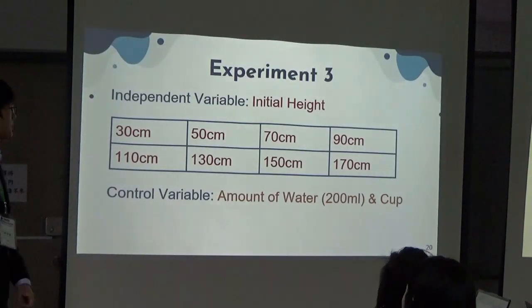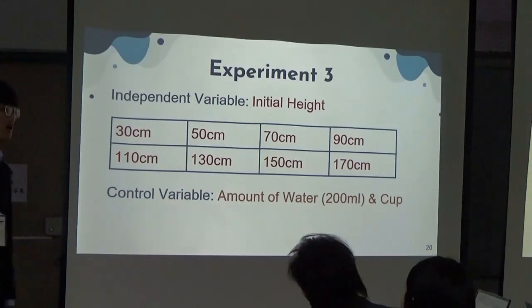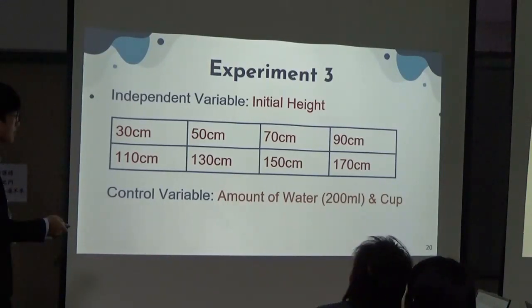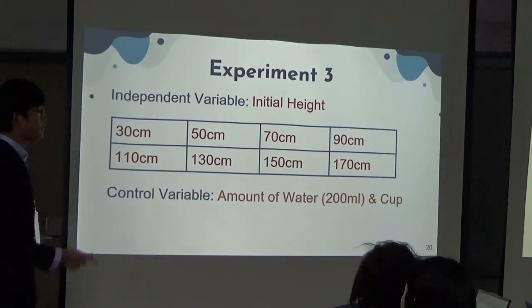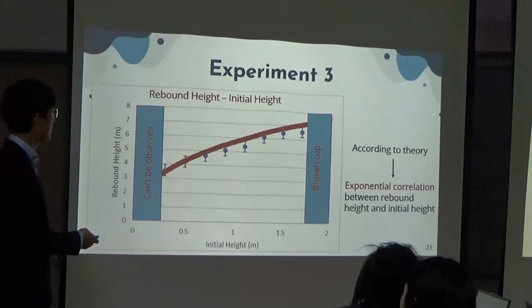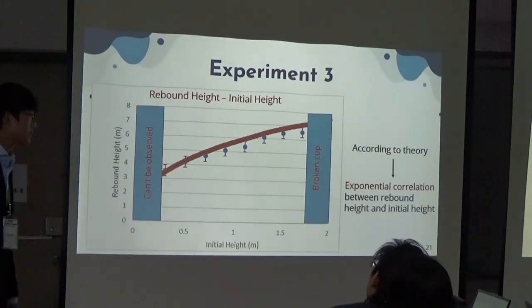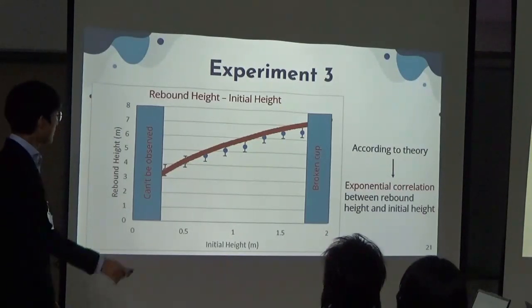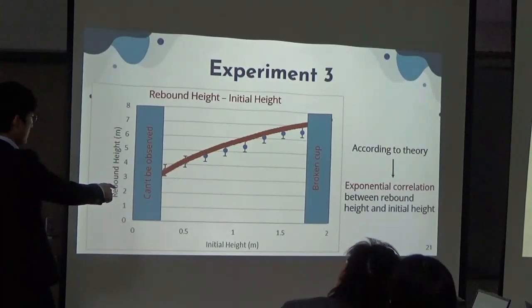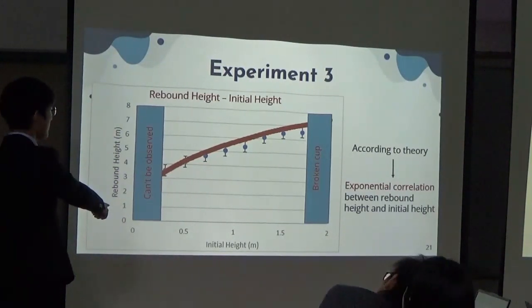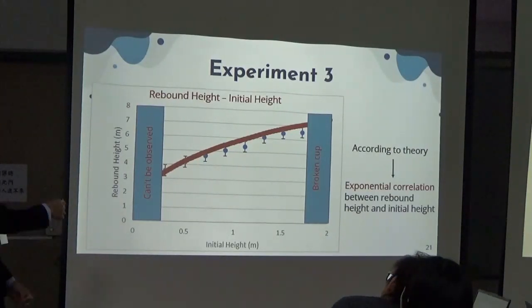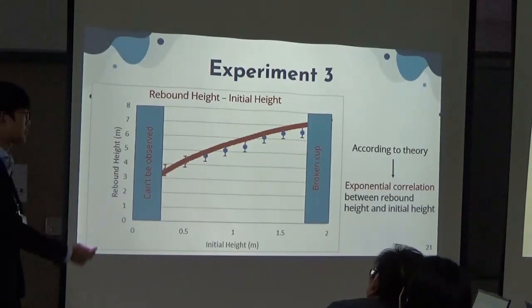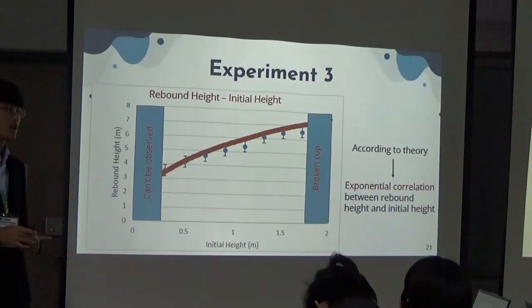For our third experiment, we are going to change the initial height, using 200 milliliters of water inside the cup. And this is the result. According to our theory, we did only 30 centimeters initial height to 170 centimeters initial height, because there are some limitations in our experiment.